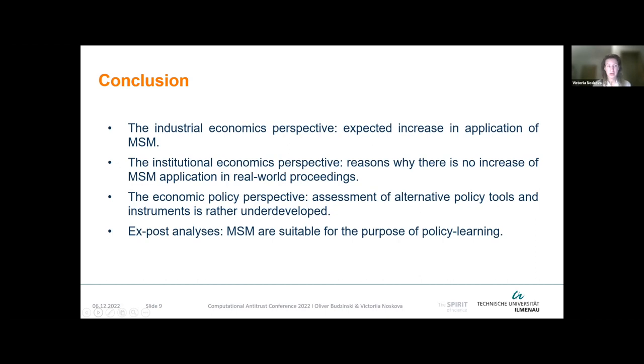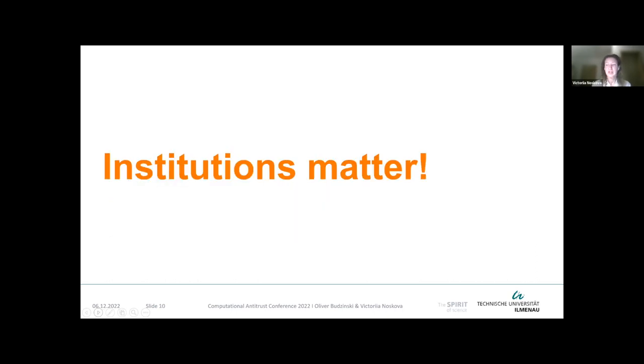As an additional point, in our conclusion, we say that ex post analysis could also imply merger simulation models from the perspective of policy learning. And I'm finishing here with the main statement from our analysis: the institutional design of competition policy proceedings, administrative or court-related, is more decisive for the success of a computational instrument than further enhancement or advancement of the methods themselves. Thank you for your attention.